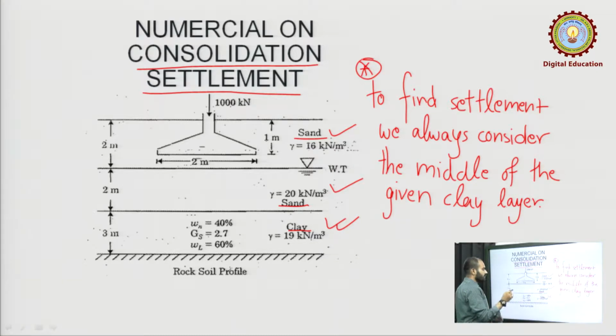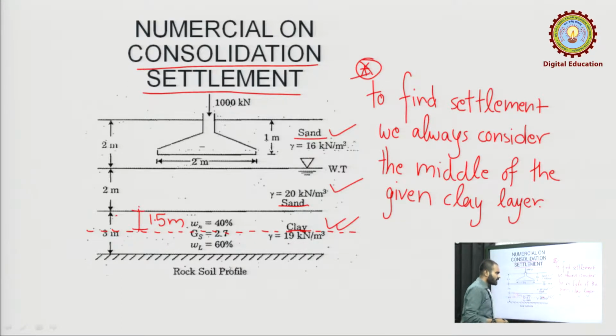This means that we are already given the three layers. One is sand, the second is also sand, and the third is the clay. Remember, we will be finding the settlement at the middle of this layer, at this point. This point means the depth will be 1.5 meter only, as the total is 3. So, at halfway, which is 1.5, we will find the settlement. Always in the case of settlement we will use the same concept.